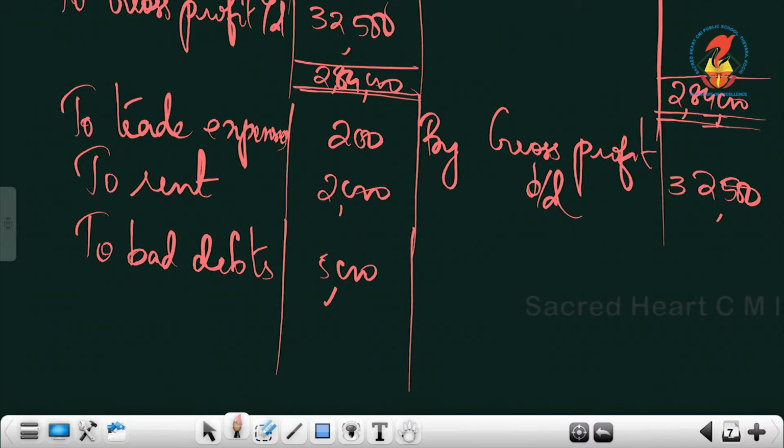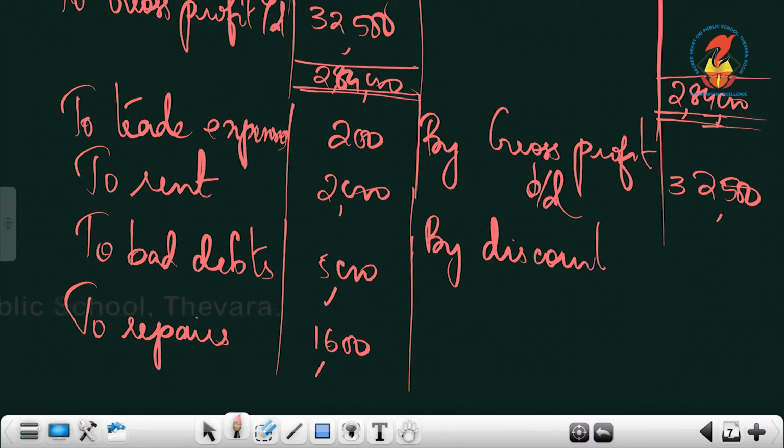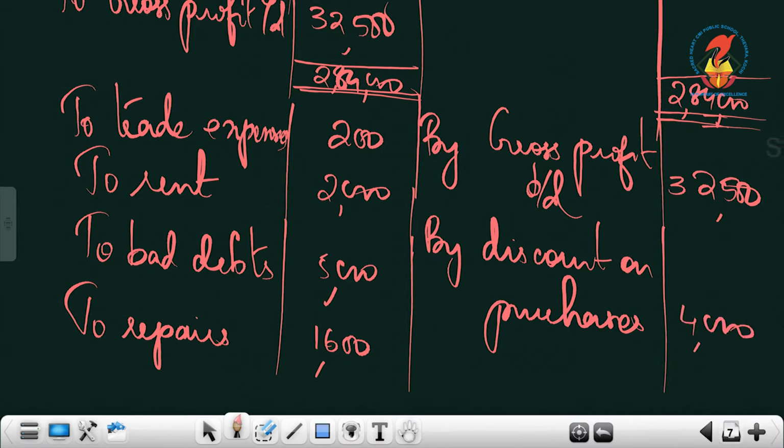Then GSTs will appear only in the balance sheet. Then repairs you have to write 1600. Cash in hand, income tax, bills payable, loan, discount on purchases, that is discount received, which should come on the credit side. $4,000. I think the items are over. Yes, repairs, everything we wrote.